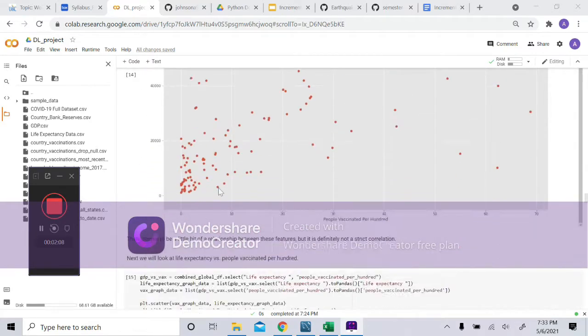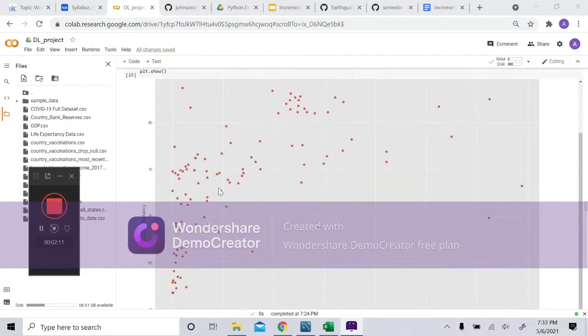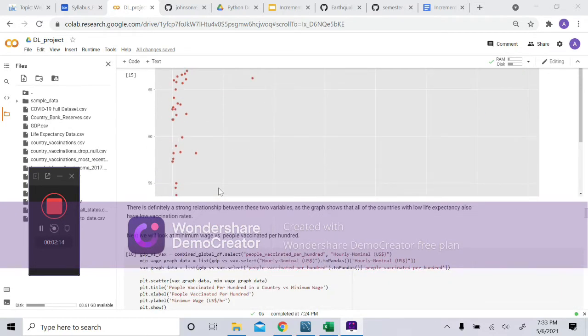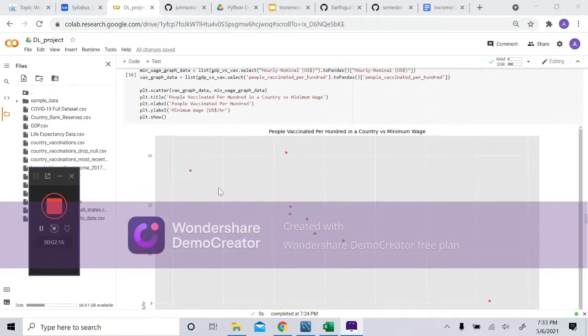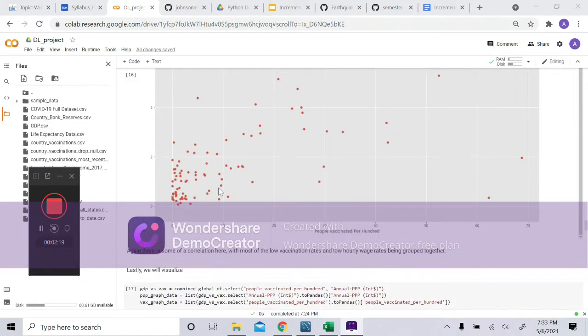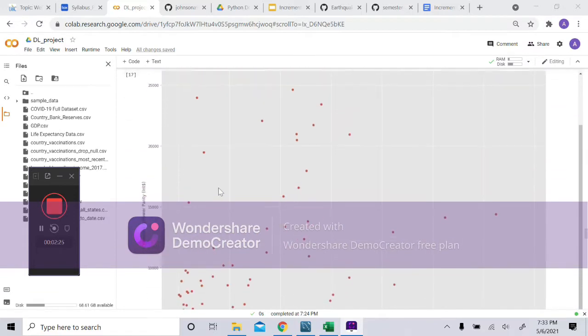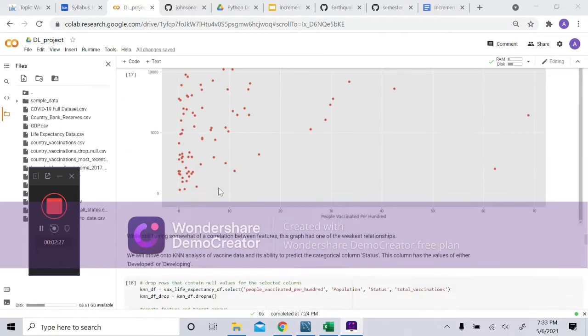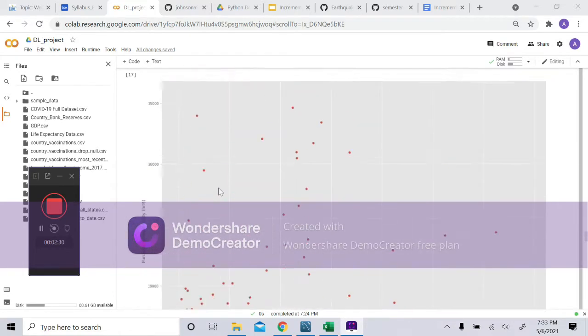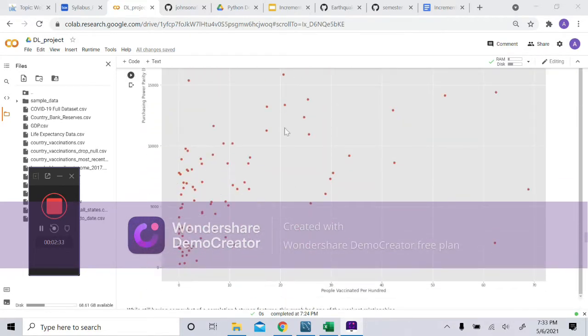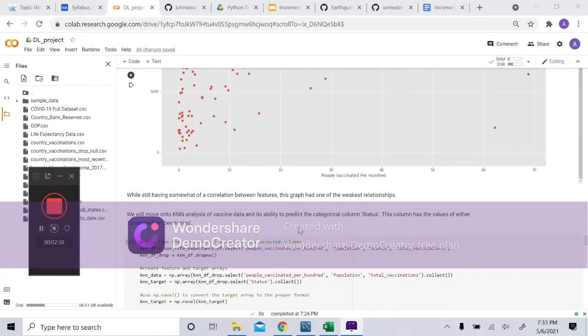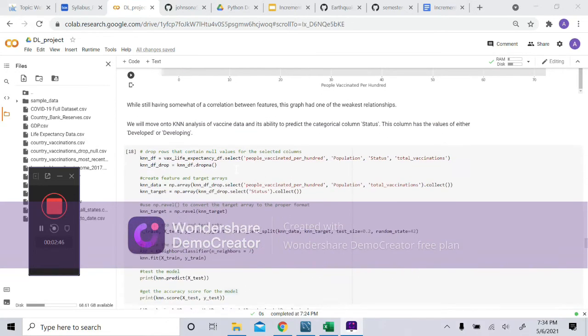So we had the GDP versus people vaccinated per 100, life expectancy versus people vaccinated per 100, minimum wage, which is in US dollars per hour, people vaccinated per 100. And then lastly, the purchasing power parity, the PPP, people vaccinated per 100. And so all of these, you can see that they did have a relationship. There are trends in the graph. However, it's not as strong of a linear relationship as it was for the United States data, which makes sense since there's a lot more factors going into the global vaccination rates.